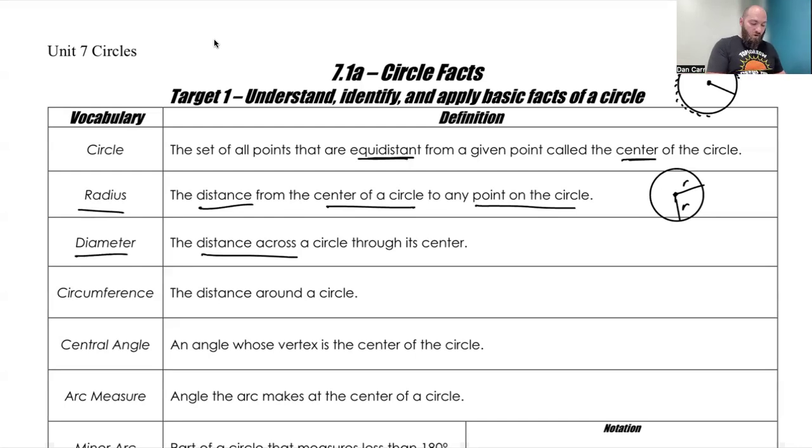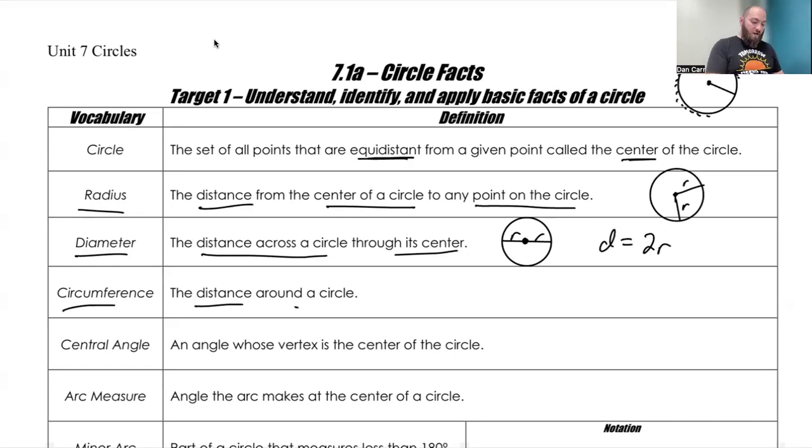If we go the distance across a circle through its center, that's what's called the diameter. So instead of going from the center to the edge, we're going to go edge to edge here. So if I just do something like that, but I have to pass through the center. Now notice the diameter, I have two radiuses. I can go from left and right. So that means the diameter is always going to be 2 times the radius. It's because it's made up of 2 of them.